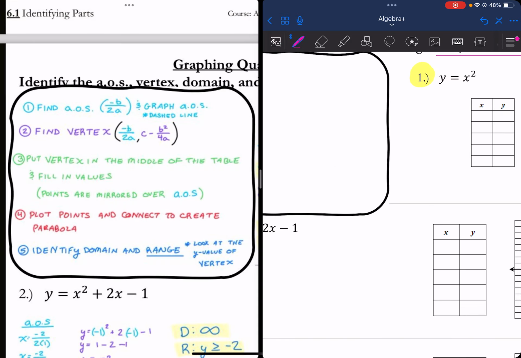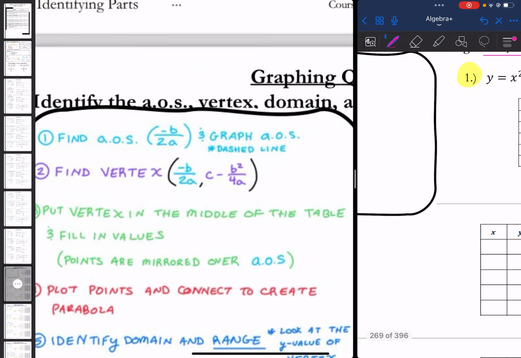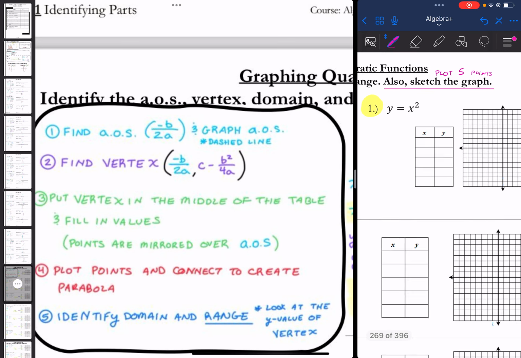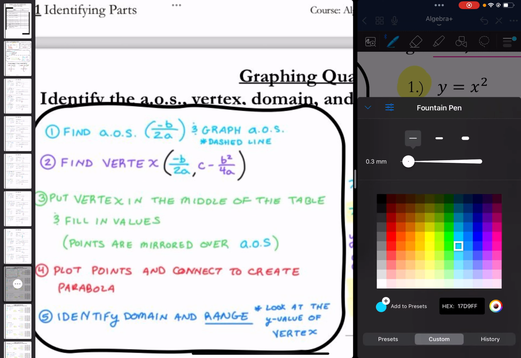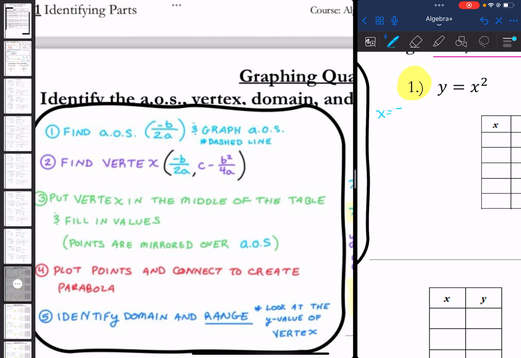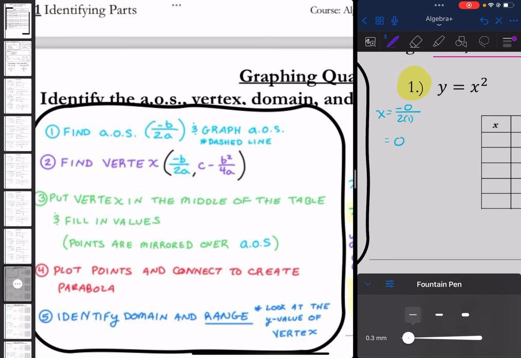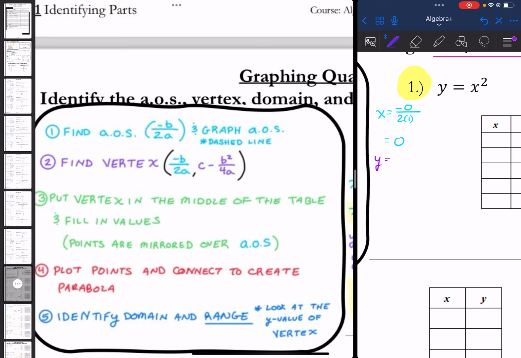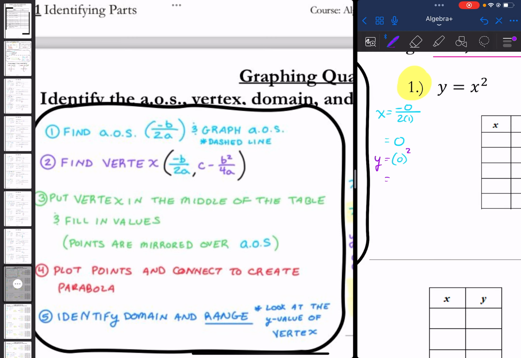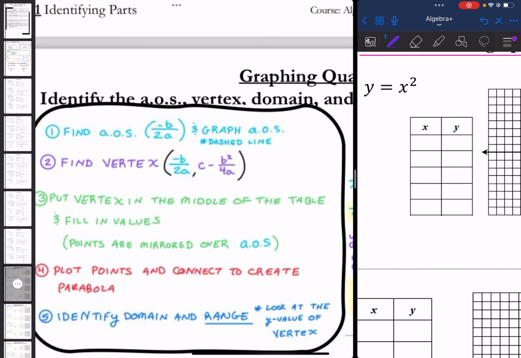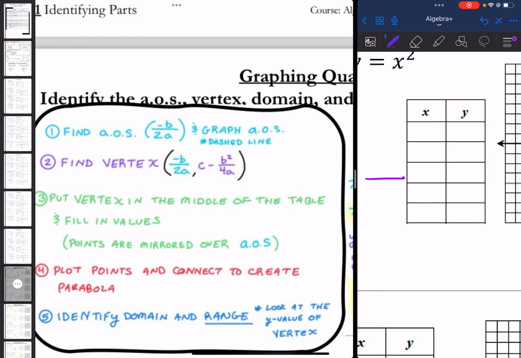Let's go ahead and try problem number 1. So our first step is to find the AOS. So let's do that. Our x equals negative 0 over 2a. So we get a 0. Now I'm going to go ahead and find y. Y is equal to 0 in parentheses squared, which gets me 0. That means my vertex is (0, 0), and I'm going to put it in the middle of my table.